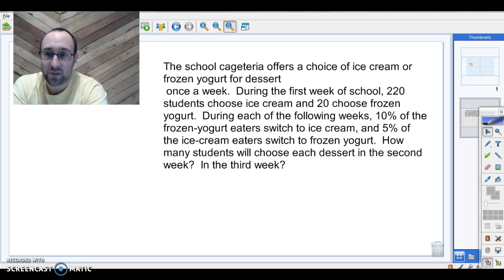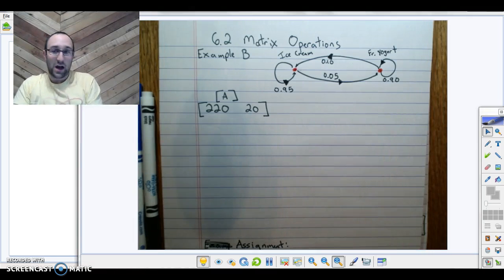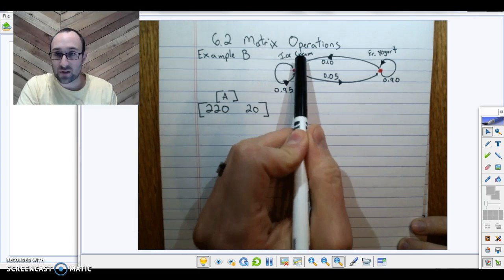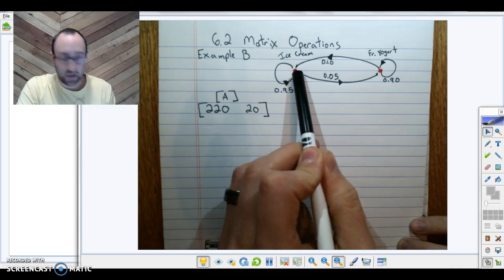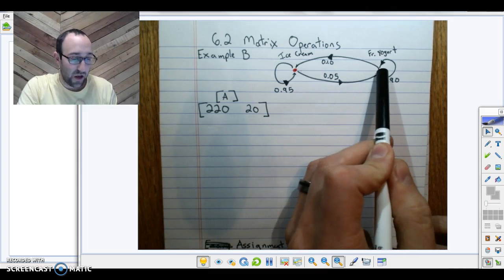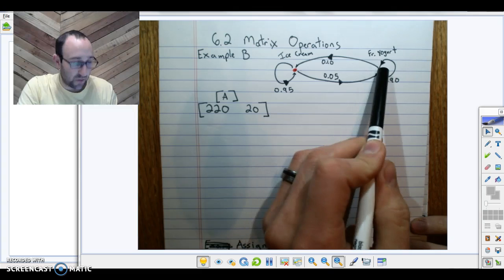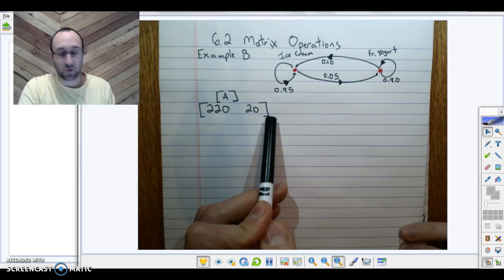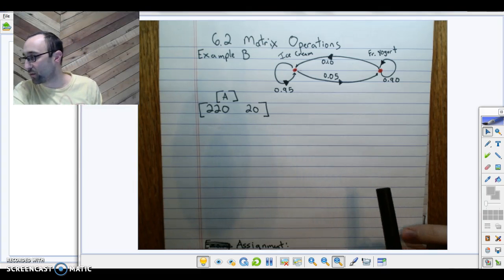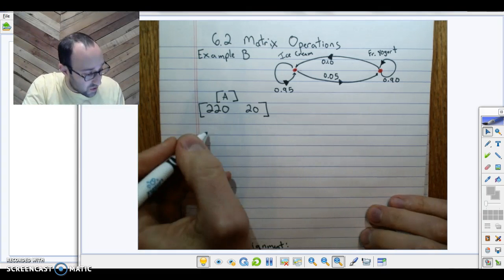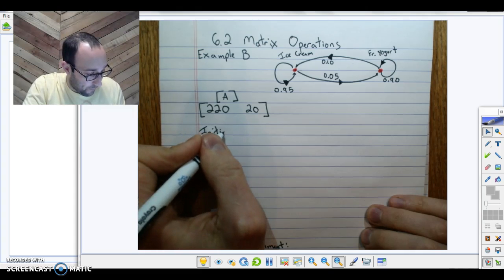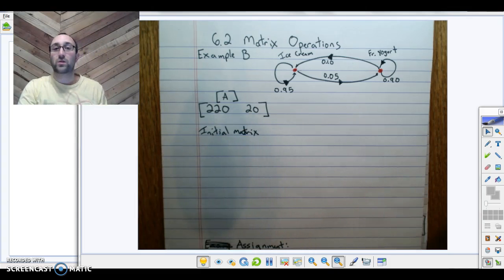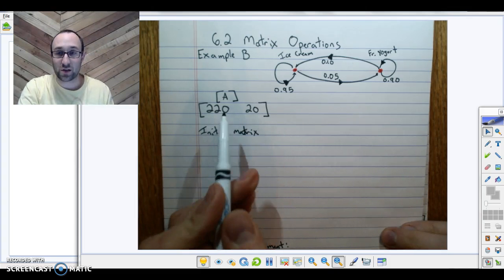All right, so what I've done so far is draw a transition diagram of how that looks. Just remember, here's ice cream: 95% are going to come back to ice cream, 5% are going to go over to frozen yogurt, 90% are going to stay at frozen yogurt, and 10% are going to switch. So what I did was I started with 220 and 20. That is my initial matrix. That's where we're going to start. Let's just call that the initial matrix. That's what we are starting with, how many initially of each type there are.